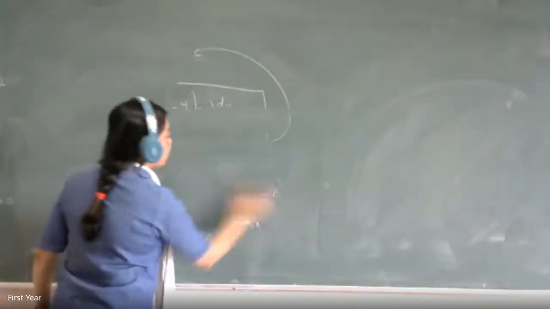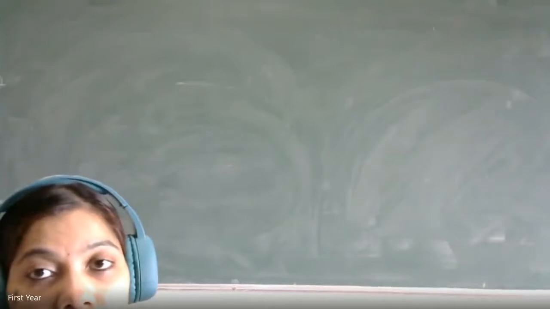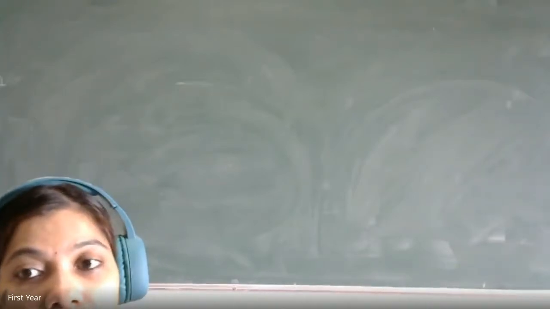So let's revise what we did yesterday. Quickly, we did the finding of orthogonal trajectories of Cartesian curves. What do we mean by a Cartesian curve? The curves which are given in terms of x and y. And we saw how we get it. We will revise quickly the steps of finding the orthogonal trajectory of a Cartesian curve.